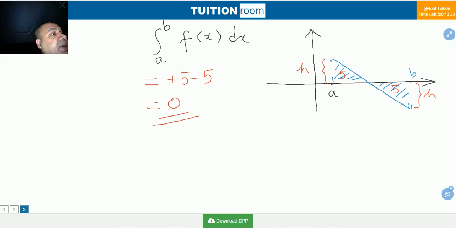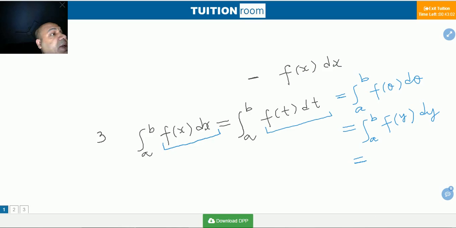What I have explained is what is called signed area. The idea that an integral means area is a completely wrong concept. Integral means signed area, area with sign. If area lies above the x-axis, it will be taken as positive. If it lies below the x-axis, it will be taken as negative.